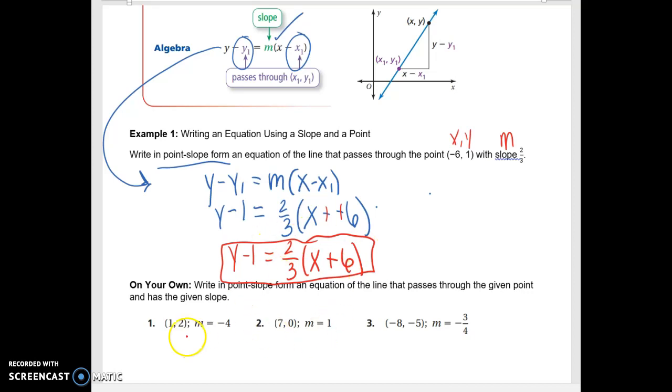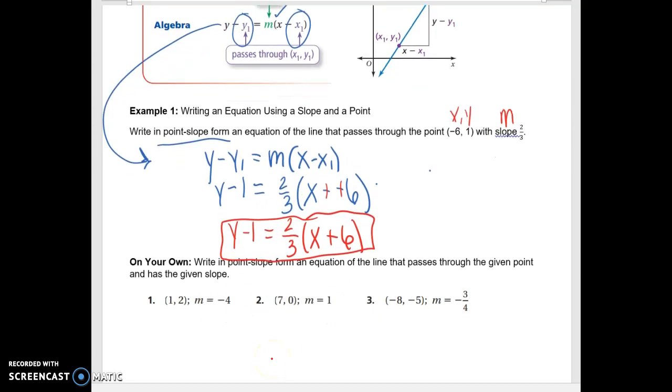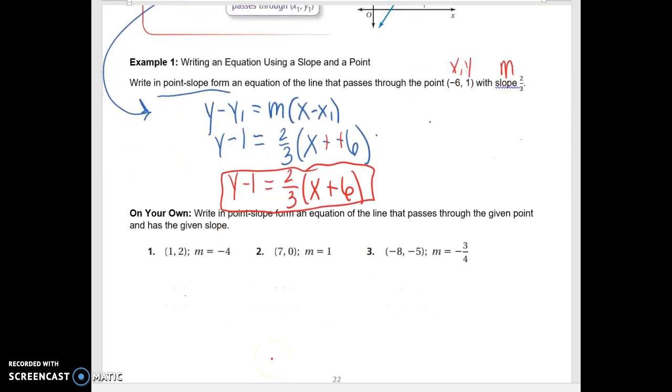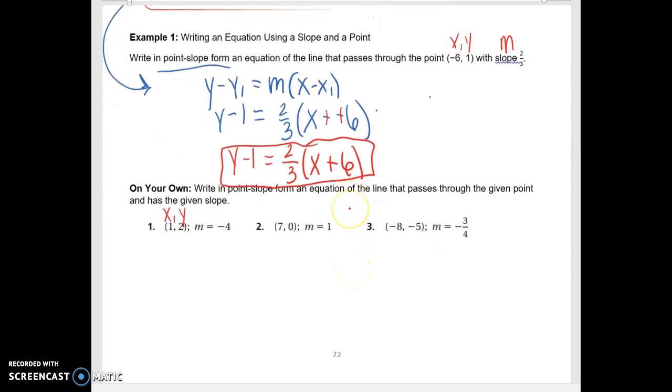So go ahead and try 1, 2, and 3 on your own, and then we'll go over them in class. Just remember the x in your point always comes before your y. So maybe go ahead and label those for 2 and 3. Try them on your own, we'll go over them in class.